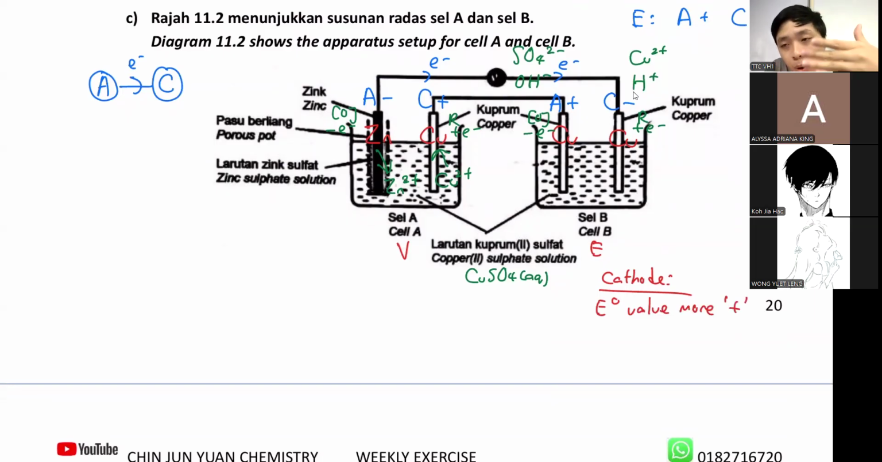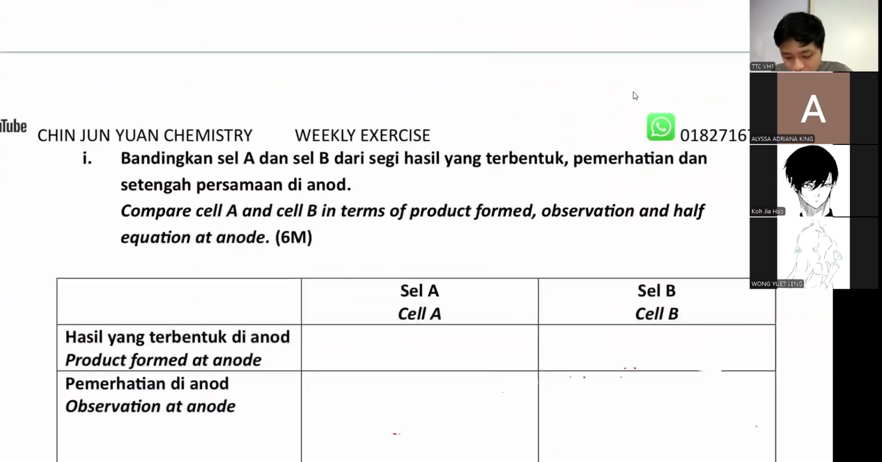Normally, if you see E naught value more positive means the bottom one, based on the reactivity of metal, the bottom metal, which is the less reactive metal. Okay. So which one? Now, I can tell you now.